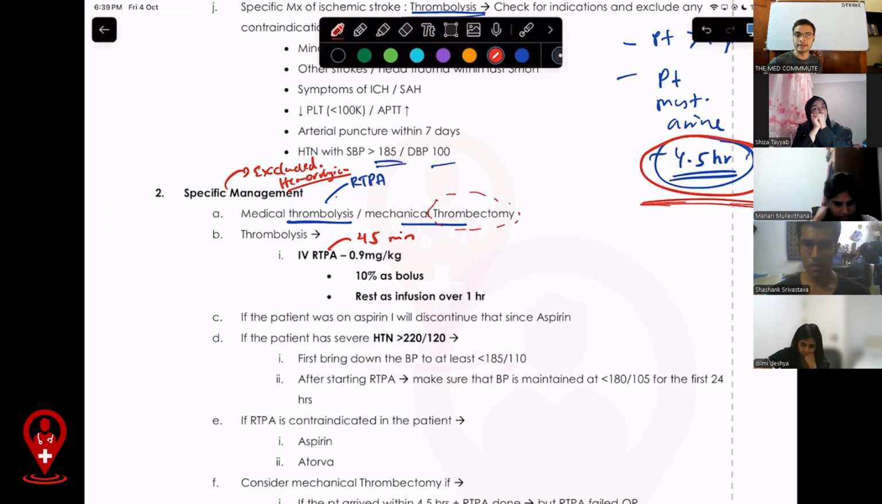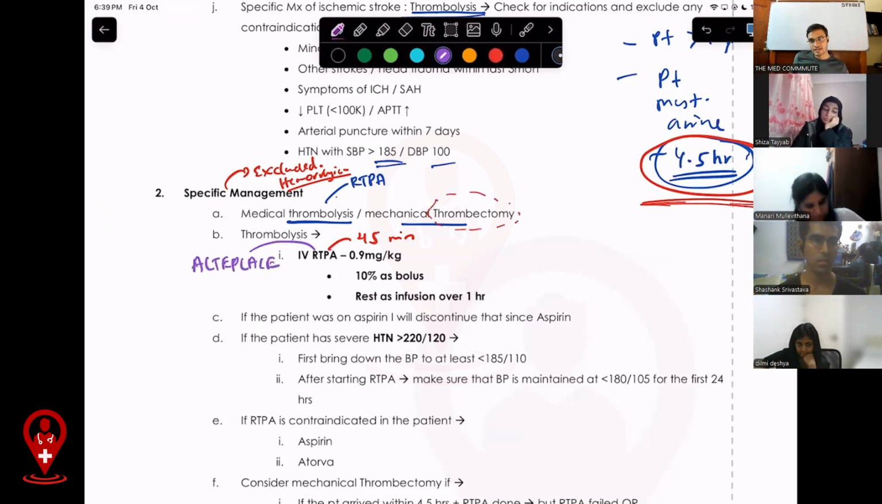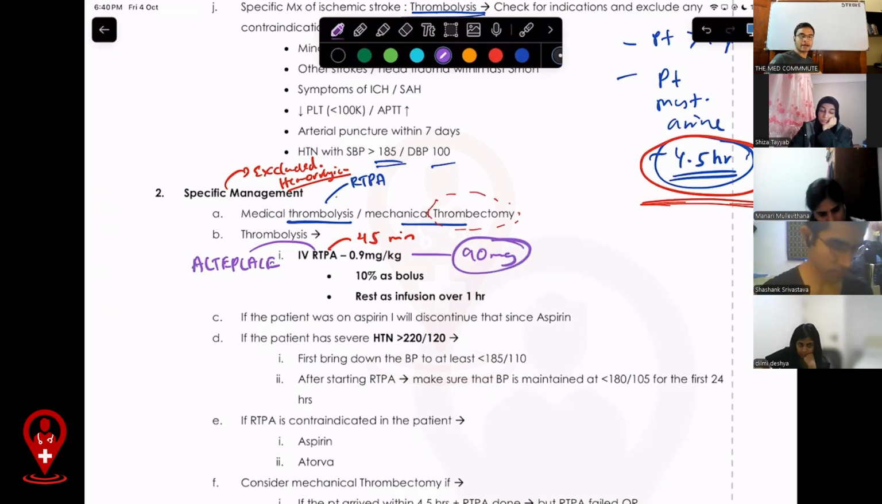I will talk about thrombectomy in a little bit. How do we give this thrombolysis? What is our drug of choice, guys? Alteplase, right? This is our drug of choice. Alteplase, we give 0.9 milligram per kilogram. There is a maximum of 90 milligram. We will not exceed this 90. Do not exceed 90 milligram.